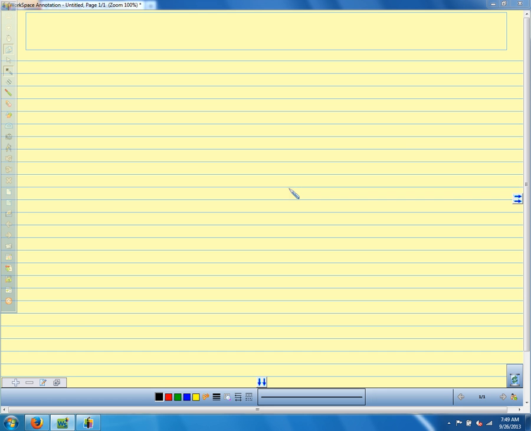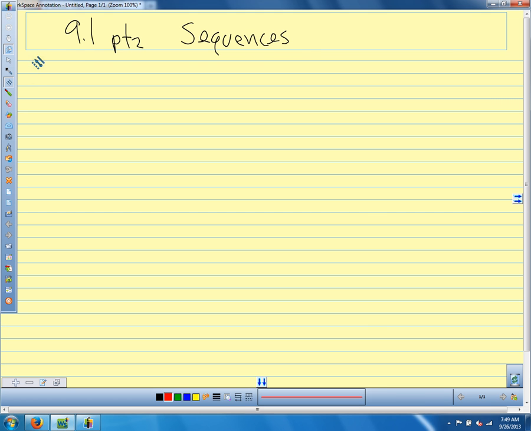Well, this first part is the second part of 9.1, 9.1 part two. So we talked about sequences before. So we're just going to talk about a couple of theorems that let us determine if a sequence has a limit. And then we'll talk about an important idea that's related to sequences that has kind of broader application.